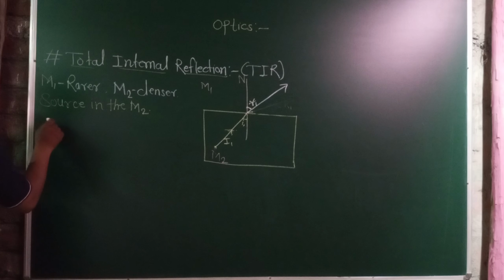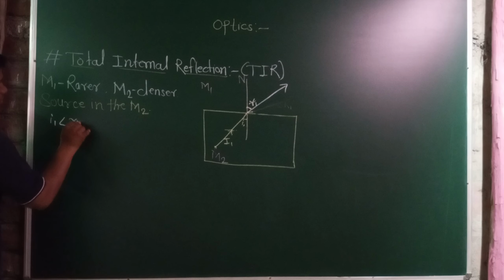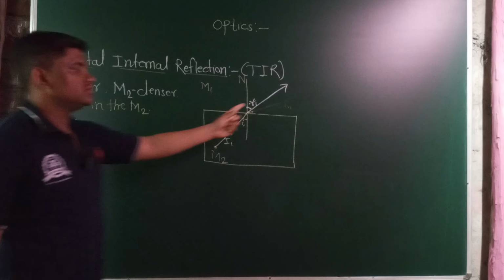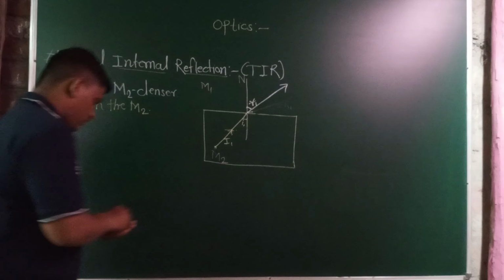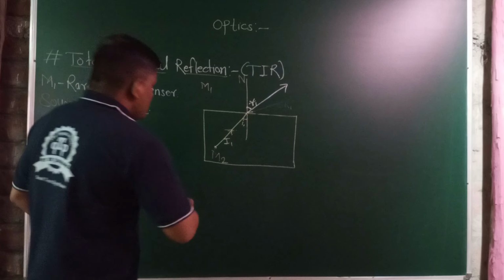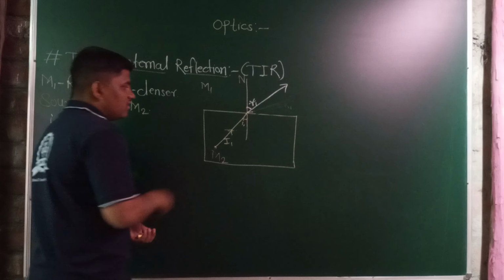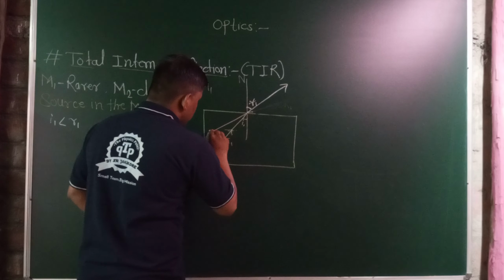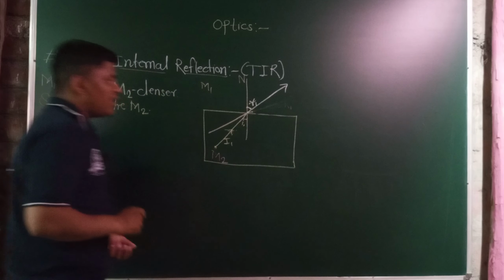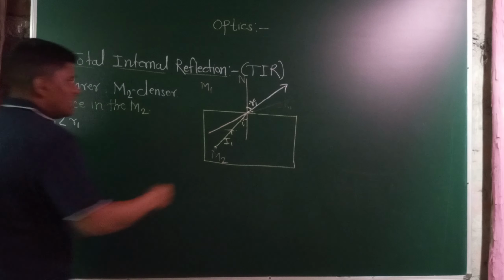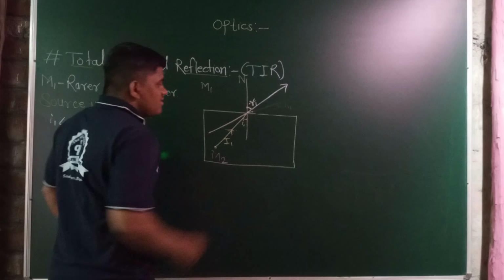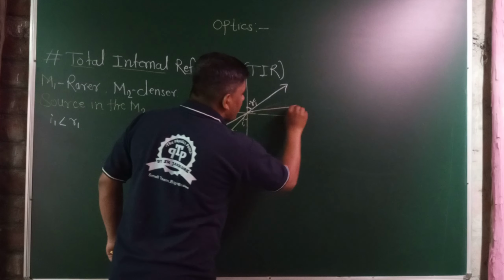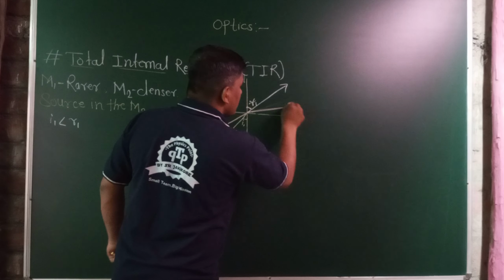That is, small i1 is much less than small r1. Okay, this is the condition of refraction. And we try to increase the incident angle. This is another angle. Then the refracted angle must also increase.